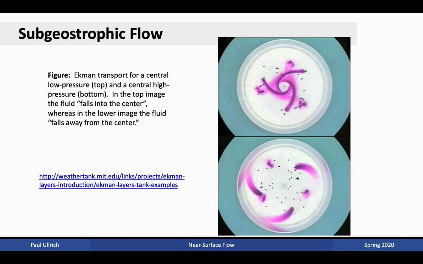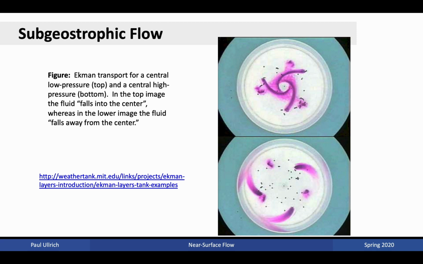Here are two real photographs showing a rotating fluid tank, both for the case in the top of a local low pressure, where we have fluid parcels that are falling into the low pressure region, and on the bottom, where we have a central high pressure region. This effect can be very easily demonstrated by using this rotational fluid tank, and we again observe results very consistent with those in the atmosphere.